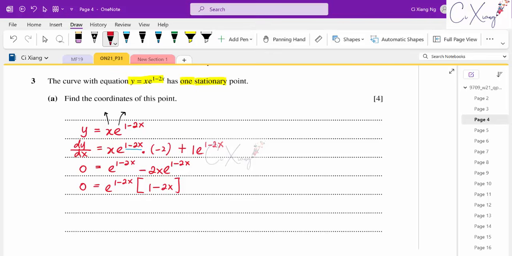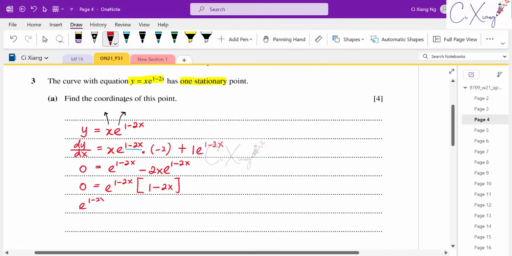Then I need to continue to solve these two equations to get the coordinates of the point. So I will solve this one, e power 1 minus 2x equals 0, and the other bracket will be 1 minus 2x equals 0. For this first part, if you want to solve it, you have to take ln on both sides. But you will realize that ln 0 will give us a math error. So that means there is no solution from this part.